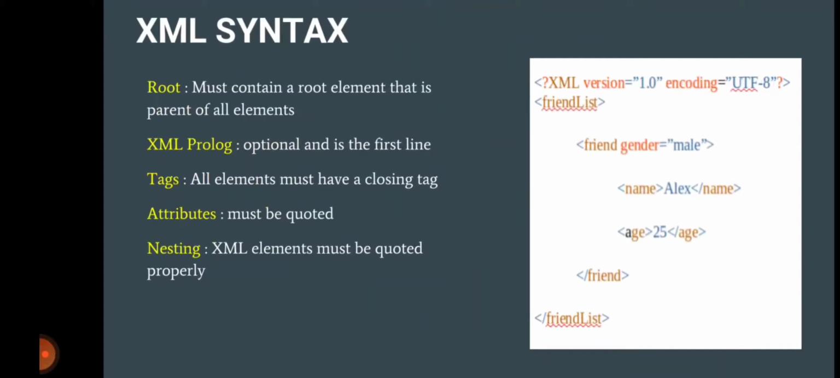Now we will see what is meant by root. Every XML document must have a root element, and this root element is the parent for all the elements. In this XML document that I have created here, friend list is the root element for this XML document. Now XML prologue is optional. In XML we can have first line as XML prologue, and as said before, it is optional.